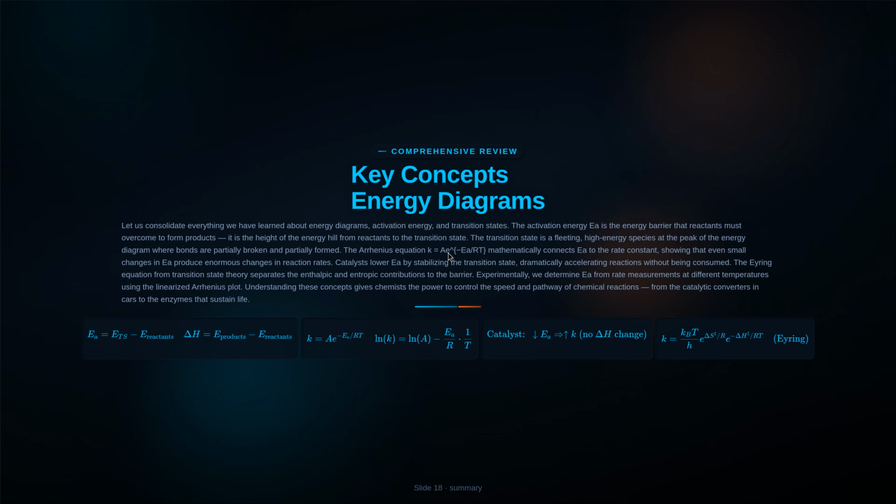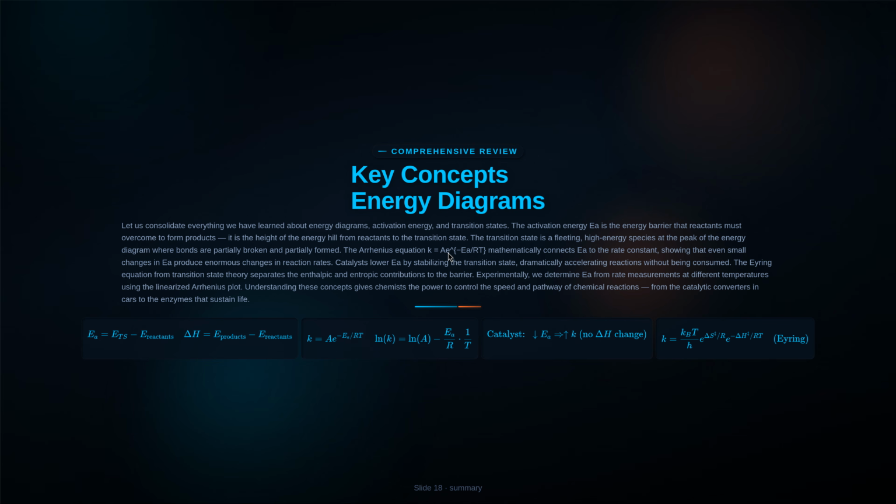The Arrhenius equation, k equals A e to the negative E_A over RT, mathematically connects E_A to the rate constant, showing that even small changes in E_A produce enormous changes in reaction rates. Catalysts lower E_A by stabilizing the transition state, dramatically accelerating reactions without being consumed. The Eyring equation from transition state theory separates the enthalpic and entropic contributions to the barrier.